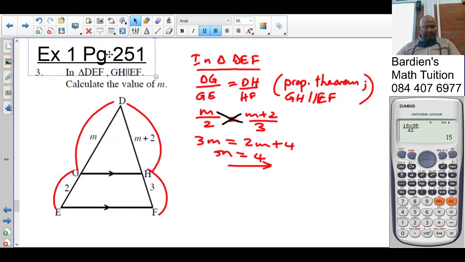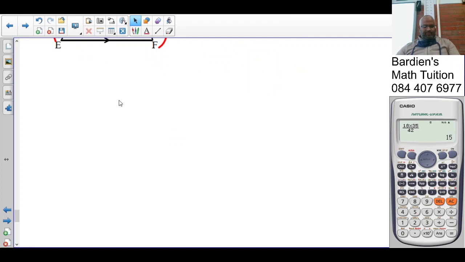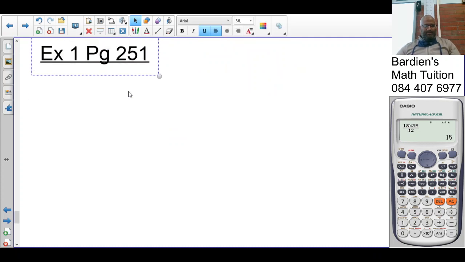And then number 4. And to look at the one dealing with area as well before the end of this lesson, hopefully.